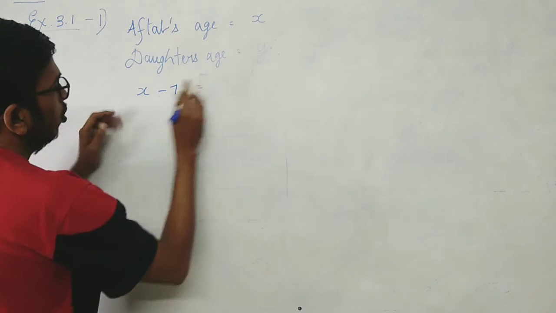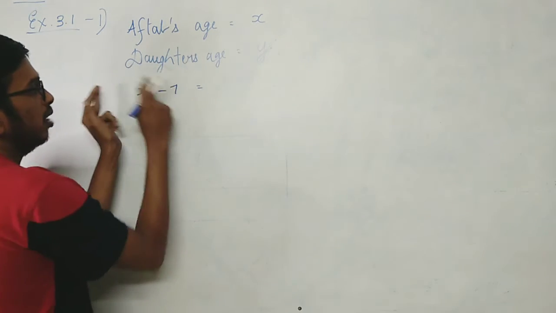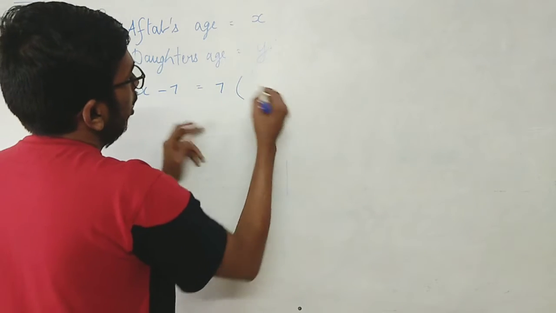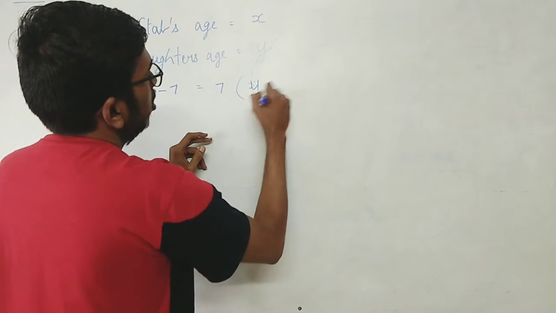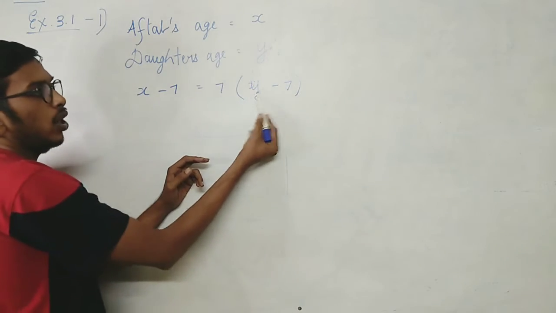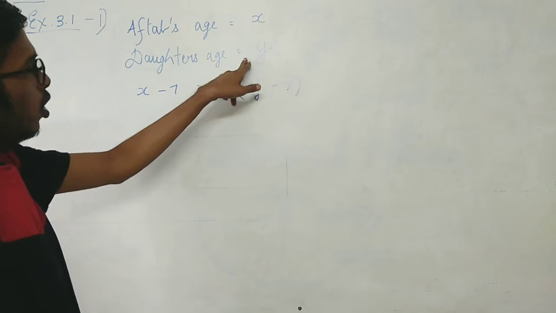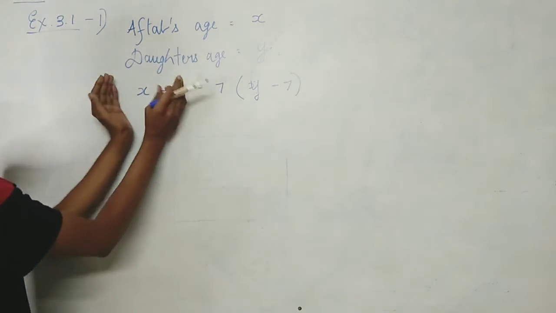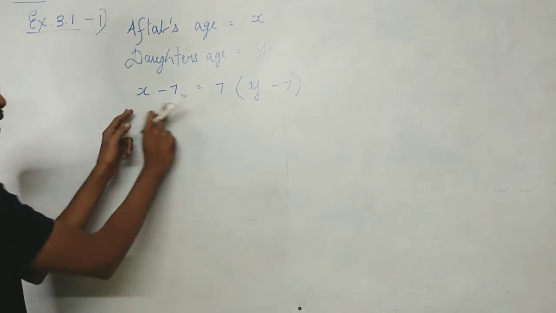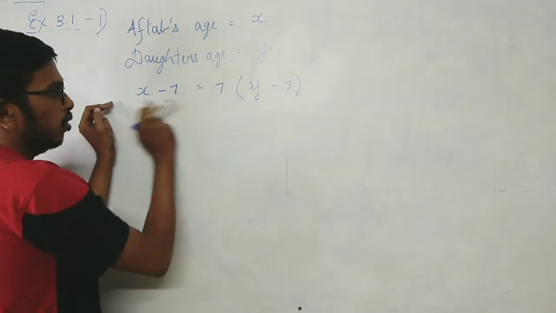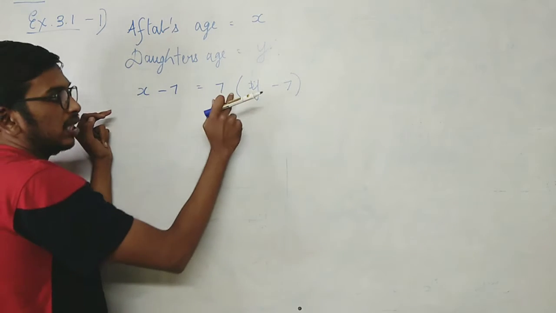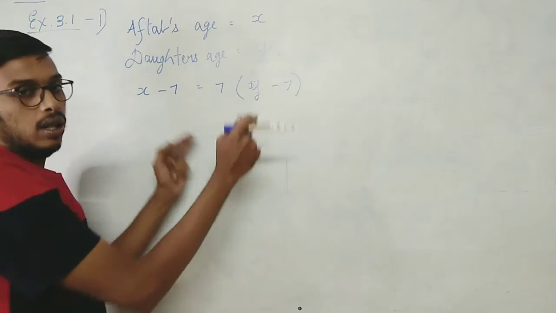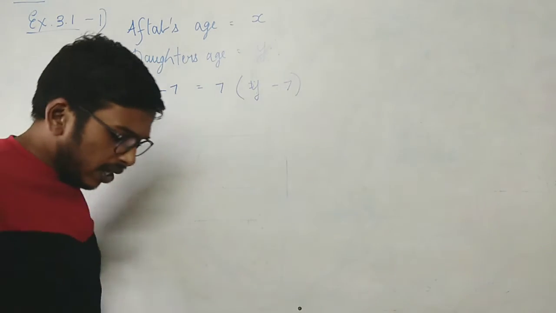So Aftab's age 7 years ago, X minus 7, he was 7 times as old as his daughter, Y minus 7. Because 7 years ago, the age of the daughter will be Y minus 7, because the daughter's present age is Y. So 7 years back, Aftab's age was 7 times his daughter's age 7 years ago. Now it's very easy to find the next equation.